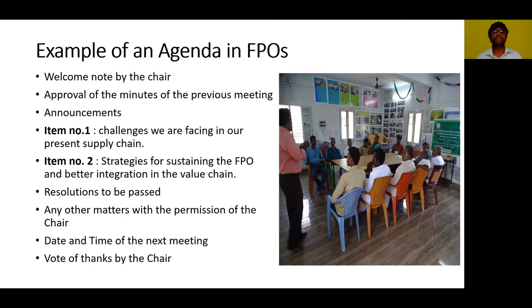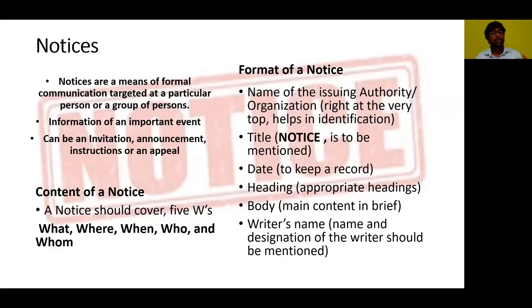Next, let's see what is a notice. Notices are the means of formal communication targeted at a particular person or a group of persons. It is an information of an important event. So if we want to share information on any important event, we will come up with a notice, and it can be an invitation, announcement, instruction, or an appeal. For example, in an FPO, if we want to announce that we will be procuring a new type of crop, then we will go up with a notice to our stakeholders.